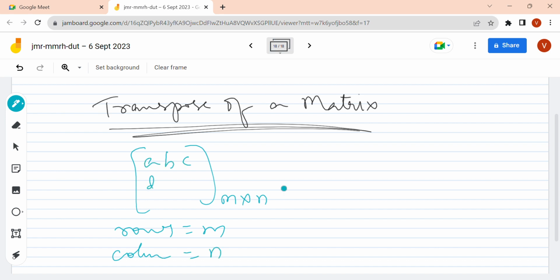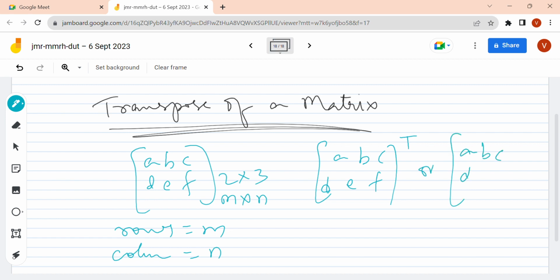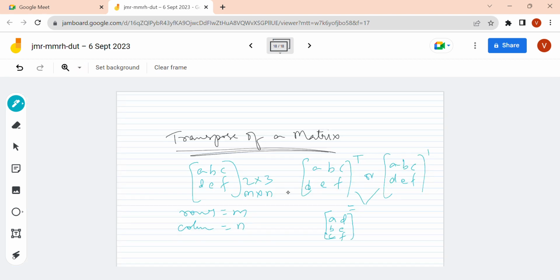So let's say for example A, B, C, D, E, F. Let's say this is my 2 into 3 matrix. Now transpose is denoted by T or dash. This is called transpose, and it is equal to A, B, C and D, E, F. You can observe clearly here what has been changed.